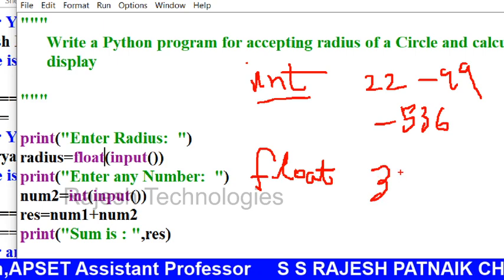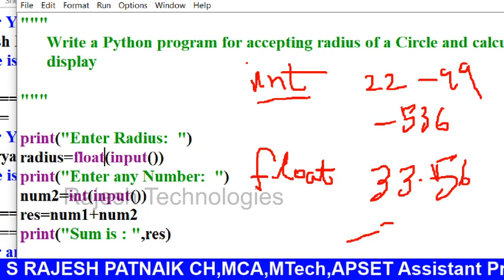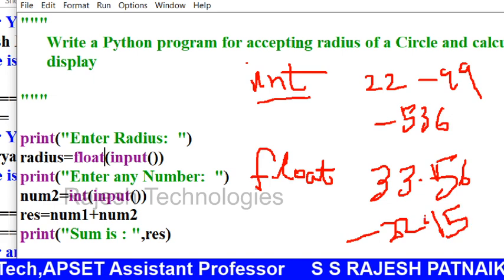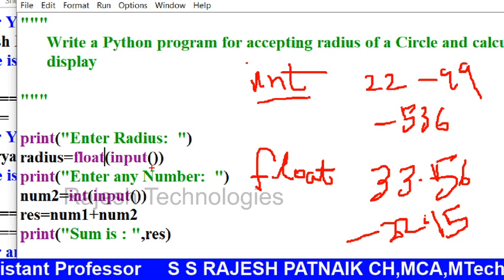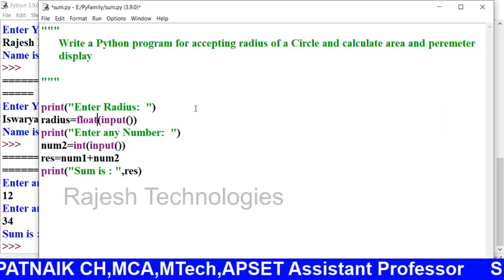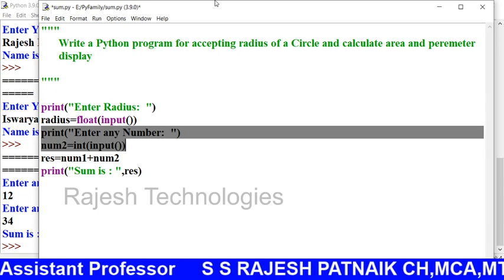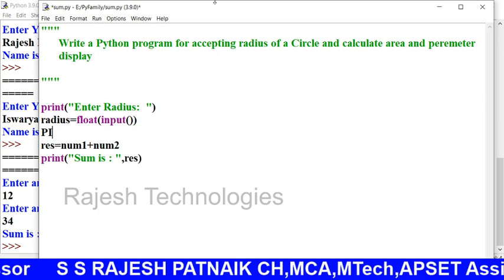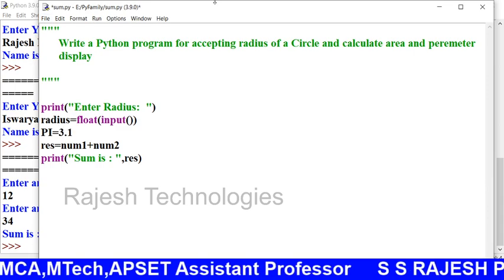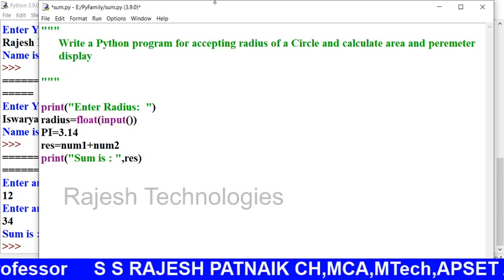For example, 33.56, minus 22 point some 15, etc. Any precision values, point values, you can store under float. So radius is a precision value. So that's why we need to take a float. Okay, radius. After that, you need a constant variable, that is a pi. Pi equals to 3.14. Pi value is 3.14. This is a constant value.